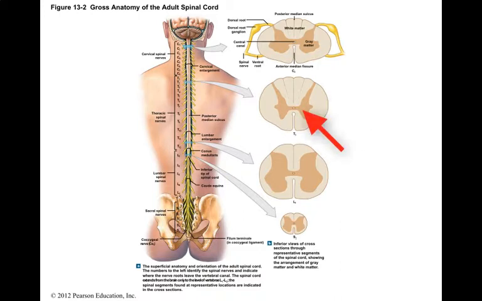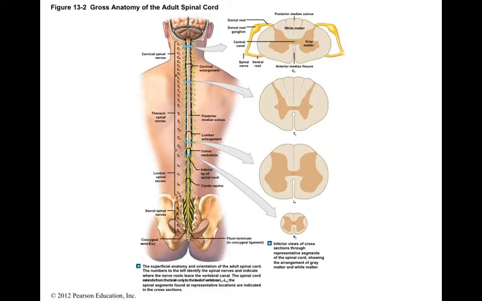The gray matter of the spinal cord is enlarged in areas that are dedicated to the control of the limbs. These enlargements are termed the cervical enlargement that supplies nerves to the shoulder and upper limbs, and the lumbar enlargement that provides innervation to the pelvis and lower limbs. The spinal cord starts to taper and becomes conical just below the lumbar enlargement. This region is termed the conus medullaris.